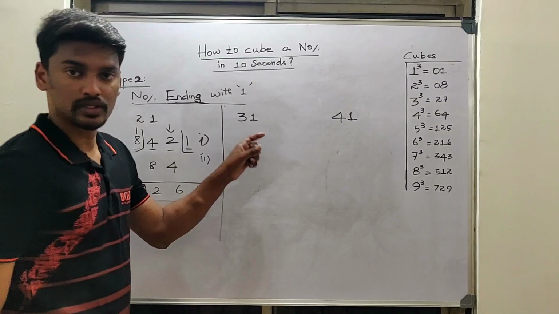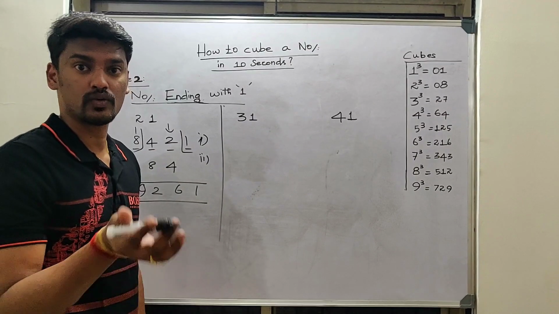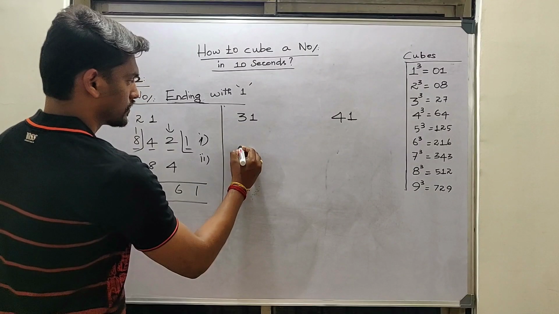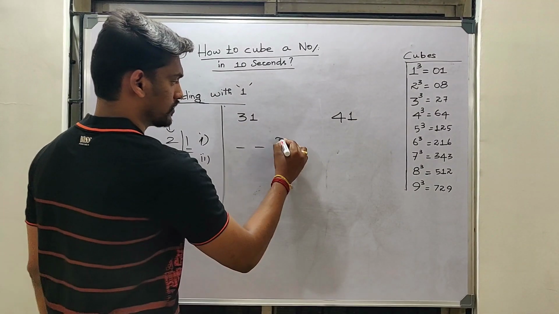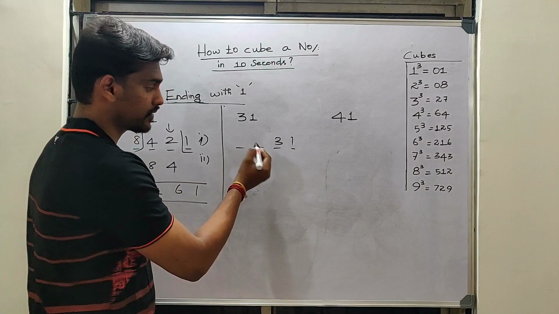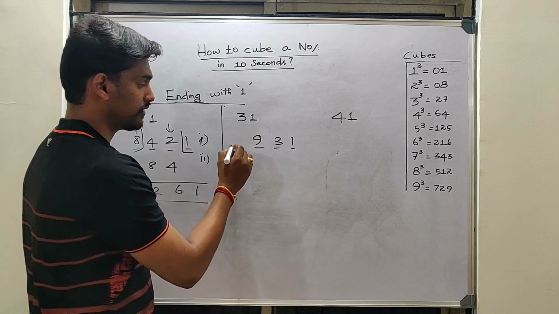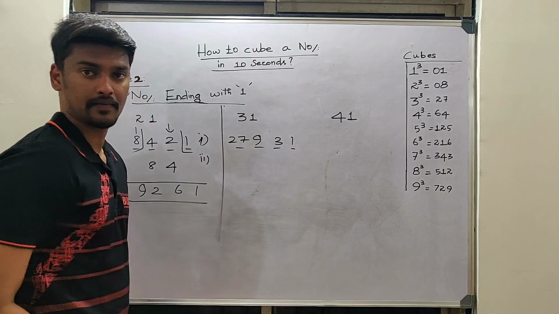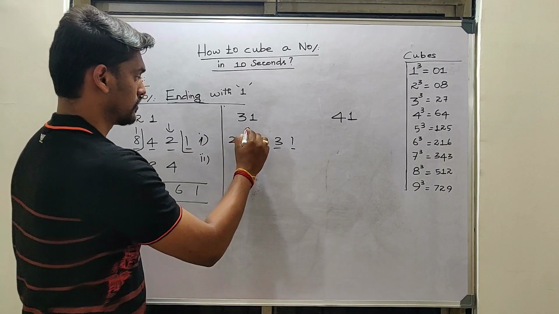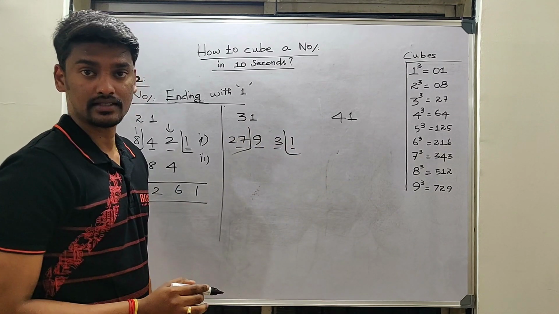So quickly we will try to do the same for 31, and if you are seeing this video, try to do along with me. So 4 dashes. So 31 I am going to write. What I am going to do? I am going to write 3 square, which is 9. So here 3 cube I have to write, which is 27. Step 1 done.